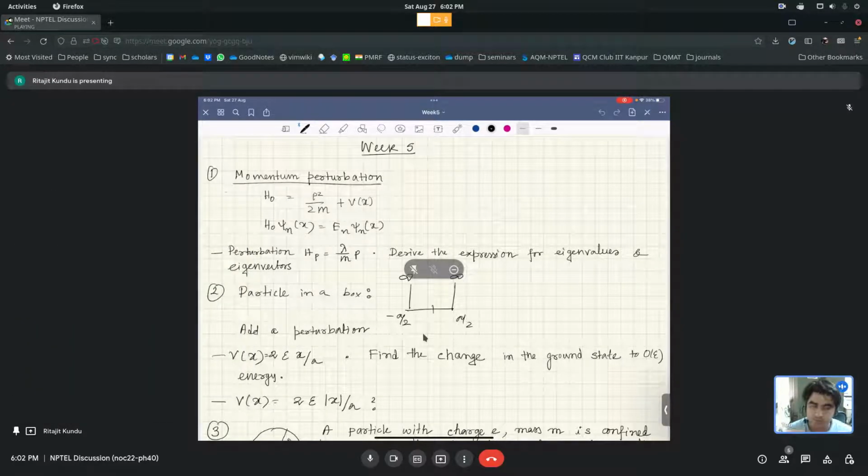Okay, so this is about week 5's assignments. I have prepared a few problems from perturbation theory, stationary perturbation theory basically. I'll try to solve them, and this will in turn help you to solve your week 5's assignments.